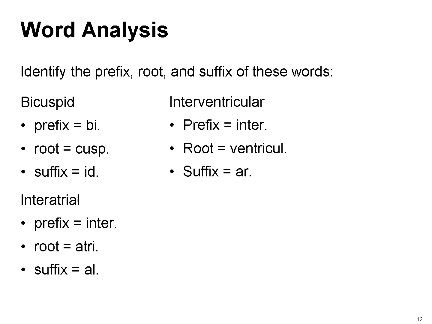Memorizing word elements, such as prefixes, roots, and suffixes, is a valuable tool for defining and understanding medical terminology. Let's break down an example together. Bicuspid. Prefix, bi, means two. Root, cusp, means point. Suffix, id, means pertaining to. Definition: bicuspid means having 2 points. For example, the bicuspid heart valve, also known as the mitral valve, has 2 flaps.